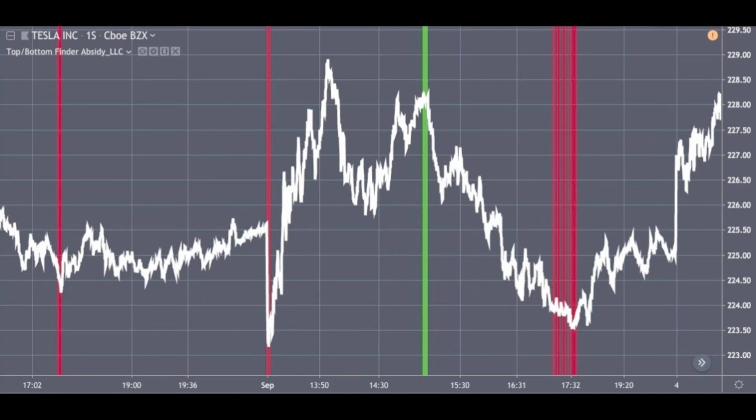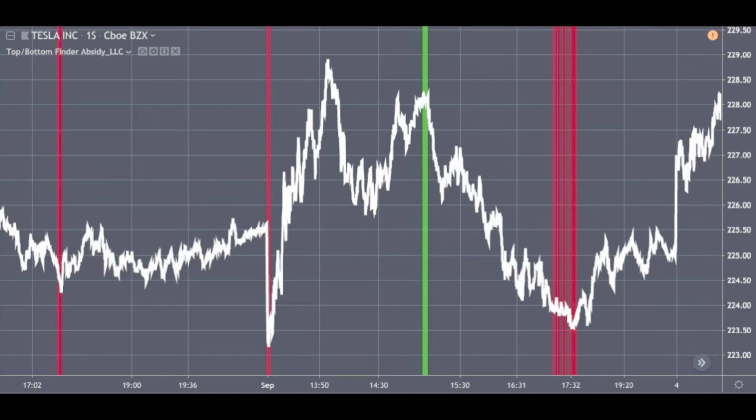Today, we're going to explore how it works and a strategy for it, so let's jump right in. We're going to start right off with an example from stock trading. Here we're looking at the 1-second charts for Tesla at the beginning of September 2019.